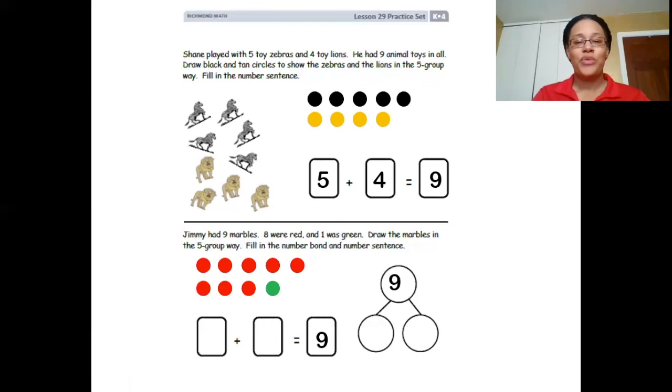Okay, so we've worked through possible ways to solve our 4 problems. Remember, your job is to pick 2 problems today to show your thinking. One from the first page and one from this page. Okay.